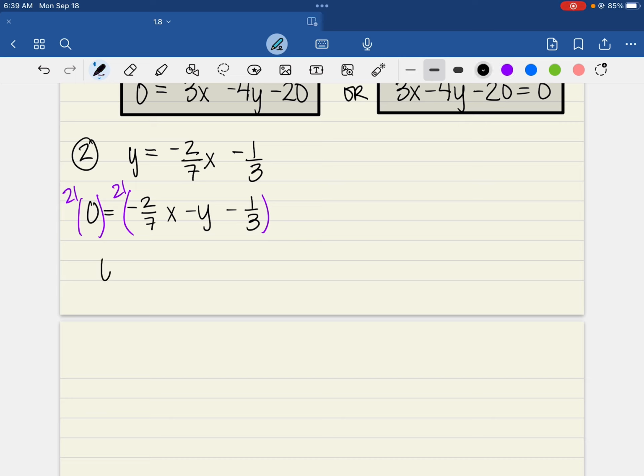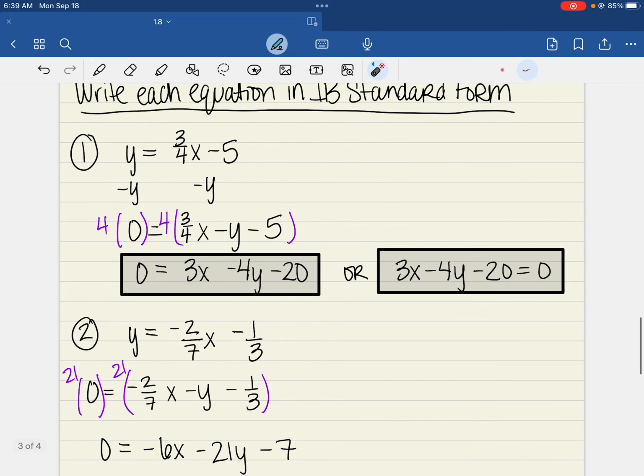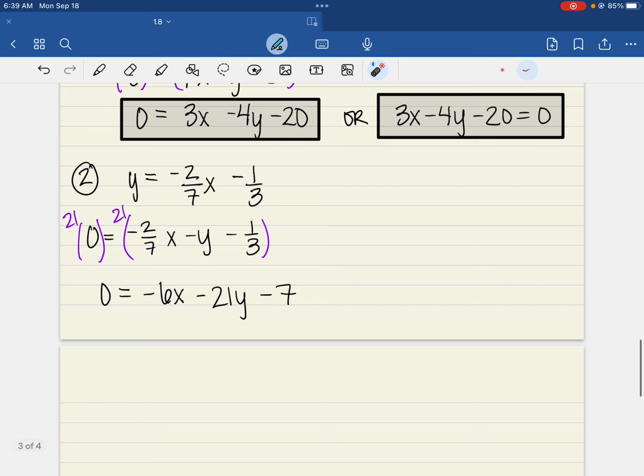So 0 equals 21 divided by 7 is 3 times the negative 2 is negative 6x minus 21y, and then negative 7 on the end. Now, we have gotten rid of the fractions. However, we still have an issue here. And remember, the rule is that A has to be positive. In this scenario, it is negative. What do we do when we have that scenario? Well, we can multiply by a negative 1.